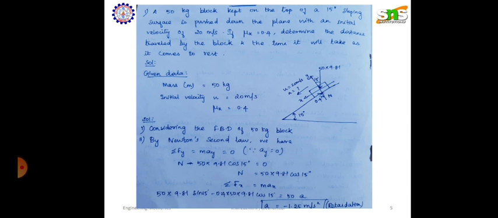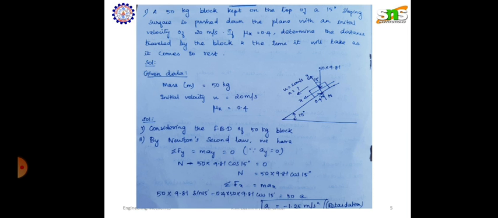Considering the free body diagram of the 50 kg block, by Newton's second law of motion, sigma Fy is equal to m ay, mass into acceleration in the y direction. Ay is equal to 0, since there is no acceleration in vertical motion. From the free body diagram, sigma Fy is equal to N, the normal reaction, moving upward, and the weight of the object moving downward, so N minus 50 into 9.81 cos 15 is equal to 0. We will get the N value as 50 into 9.81 cos 15.